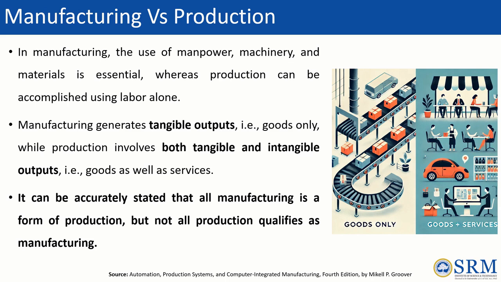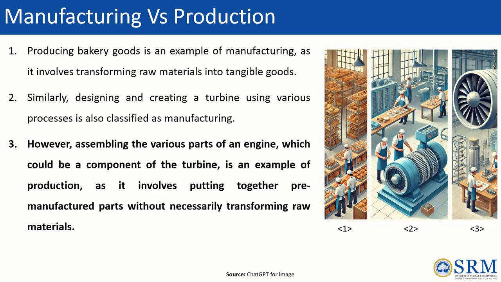Coming to the differences between manufacturing versus production, it is important to distinguish between these two. Manufacturing always requires materials, machinery and labor to create tangible goods, whereas production can involve only labor and can generate both goods and services. So every manufacturing activity is a form of production, but not every production activity is manufacturing. For example, producing bakery products or fabricating a turbine is manufacturing because raw materials are transformed into new products.